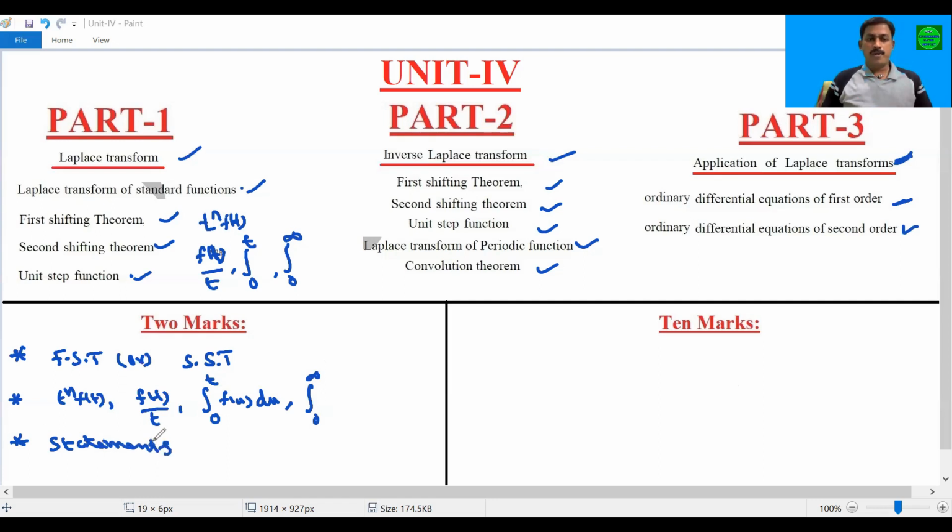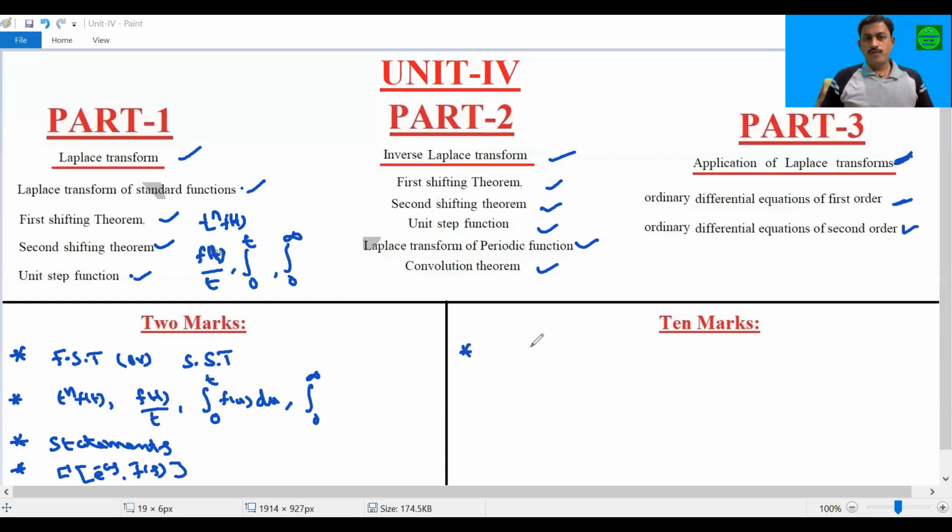Define linearity property of Laplace transformation, or define first shifting theorem, or they may ask to define second shifting theorem. Like this, the statements we have to be thorough with. Sometimes they may ask L inverse of e power minus as into f bar of s model. It is also second shifting theorem using inverse Laplace transform. These problems you may expect in 2 marks.